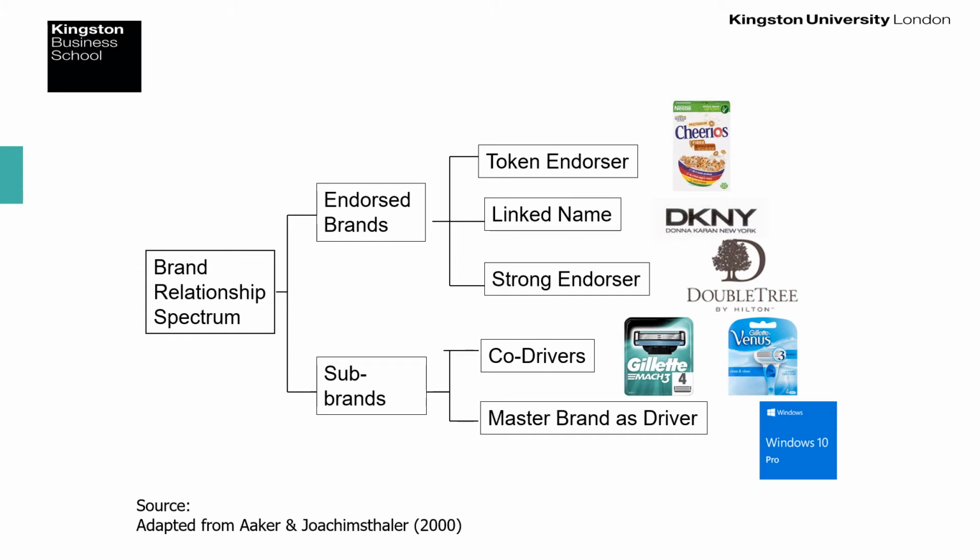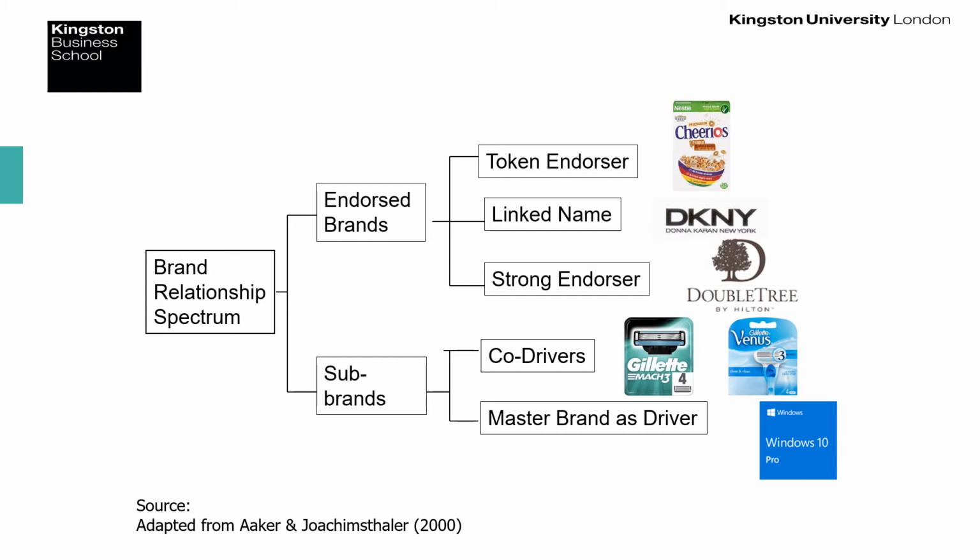We can also look at the example of Doubletree by Hilton, a strong endorser. Hilton is known for large city centre hotels, large resorts, etc. Doubletree is a slightly more pared down offering, and in order to provide the consumer with the reassurance that this slightly cheaper hotel, slightly smaller, fewer facilities, etc., would still be excellent quality, the brand was set up as Doubletree by Hilton when it was originally introduced.